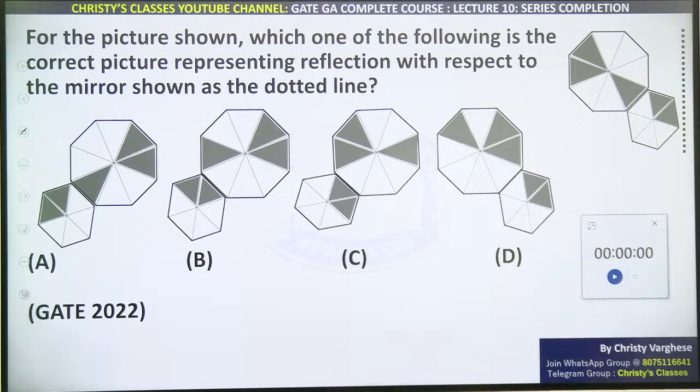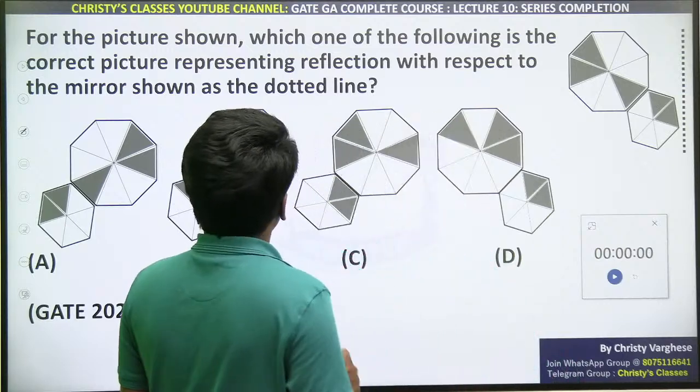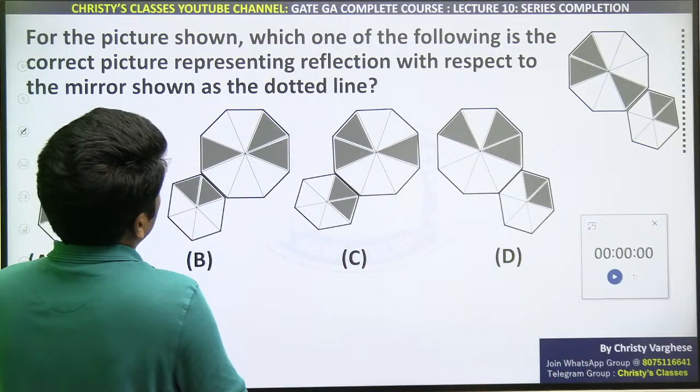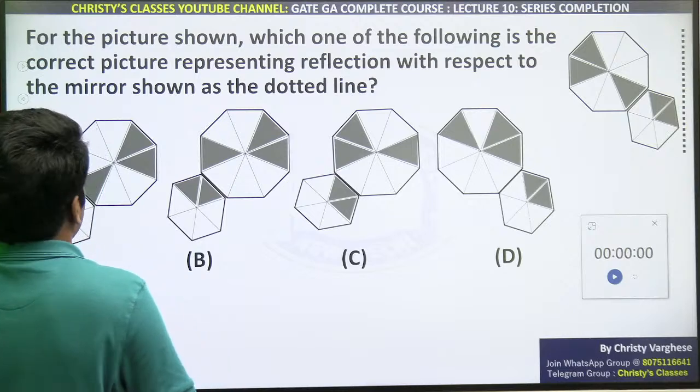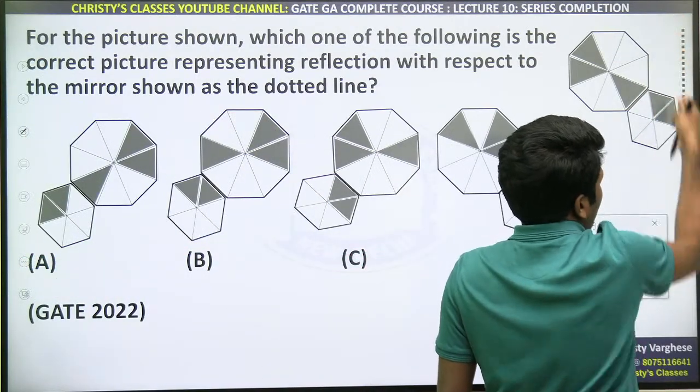Okay, so all of you have done. Very simple question now. This is based on mirror image. Mirror image, how it will be. There also the options can help you a lot. For the picture shown, which one of the following is a perfect picture representing the reflection with respect to the mirror shown? Mirror shown means this is the line of symmetry.